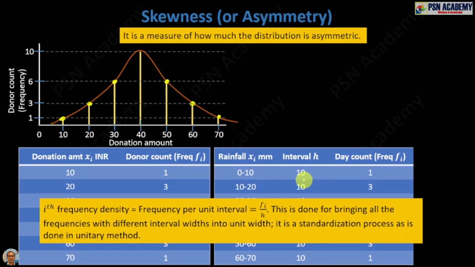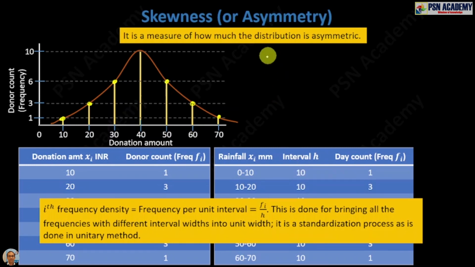But when we have intervals of unequal width, that means this is 8, this is 10, and the other one is 4, like that, then you have to bring the frequencies of the unequal widths to a standardized interval, right? Generally, our standardization goes with 1, as we do in the unitary method.